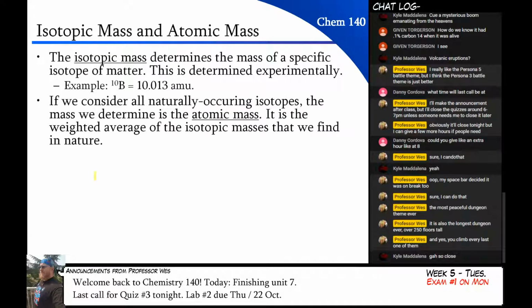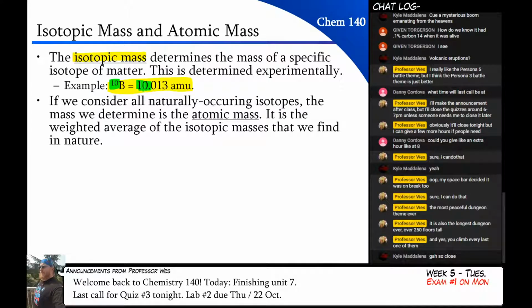Alright, here's where we put it all together. I'll put the formula on the board in just a second. So, the first mass that we're going to define is the isotopic mass. The isotopic mass is the mass of a single individual isotope. Every isotope has an isotopic mass, and it will be roughly the same as its mass number. So if I take boron 10, it should weigh about 10 AMU, and it does.